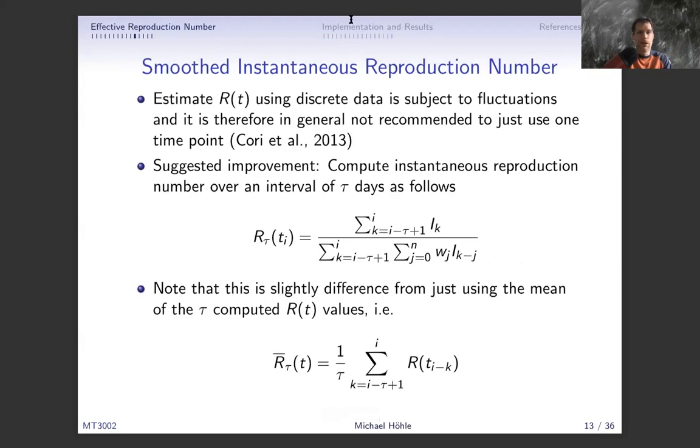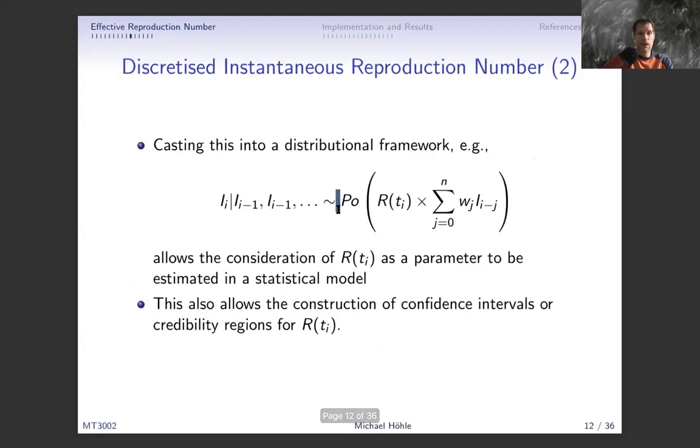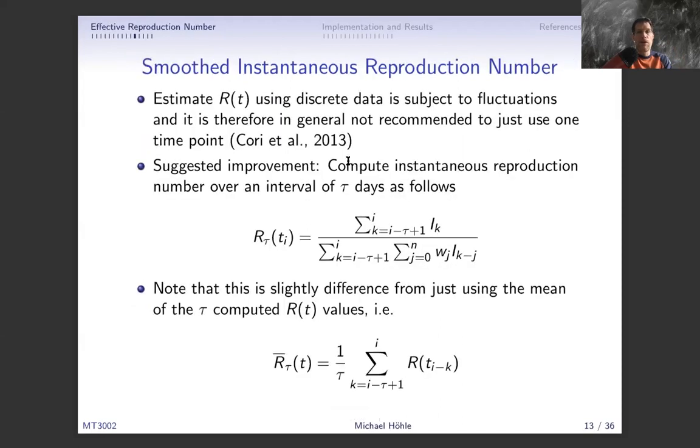What you can do furthermore, and maybe I'll remove the annotation part, is that you can not compute the R_t for one time point, because then, as you can see here, you will have exactly one observation for all of this, and this can be a bit jumpy because there are fluctuations in all of this. So the authors of a very popular method which uses the instantaneous reproduction number say don't use that for one time point only, compute instead an instantaneous reproduction number over an interval of tau days. Typically you will take a week in order to get day of the week effects out of all of this.